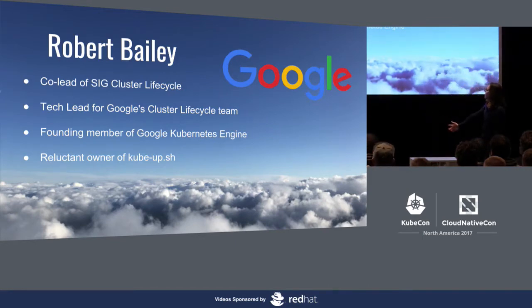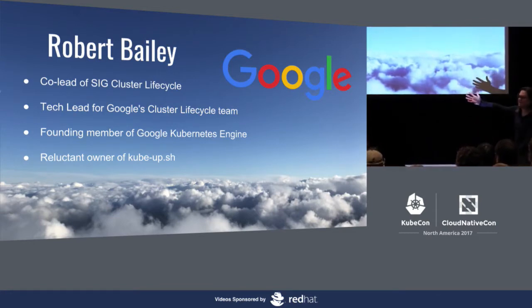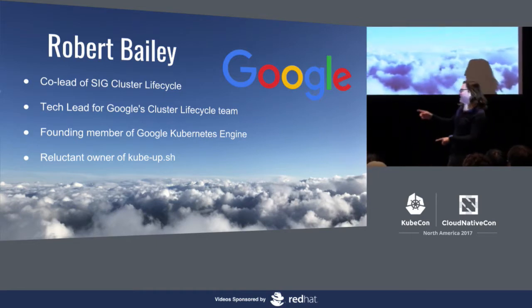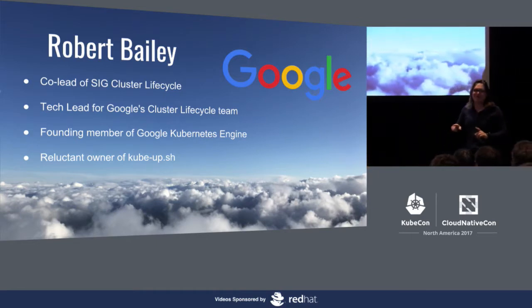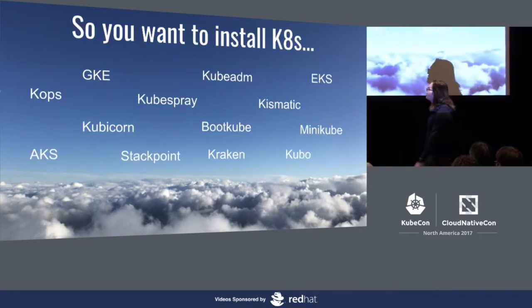So he's a founding member of Google's Kubernetes Engine, which is pretty cool. Like, this is one of the people who helped write GKE. That's pretty amazing. And he's a reluctant owner of kubeup.sh, which is a very necessary evil in the life cycle of where we got to where we are today, and a lot about what we're going to be talking about with this API that we're going to propose.